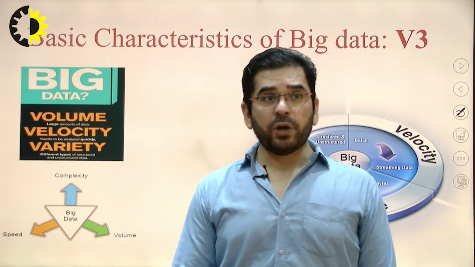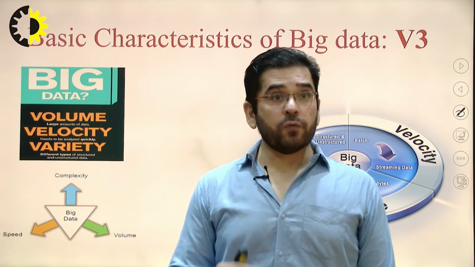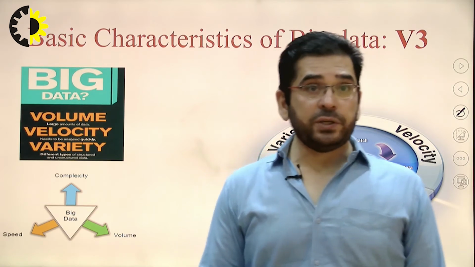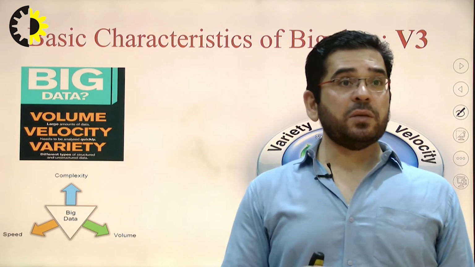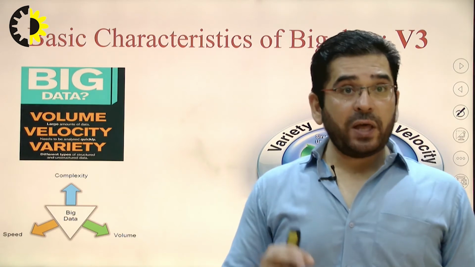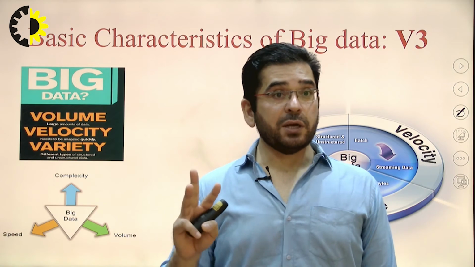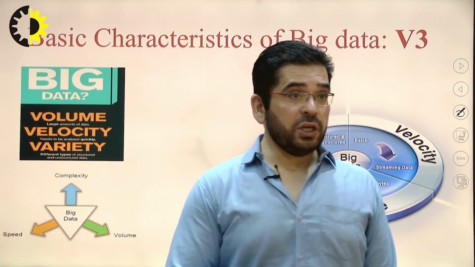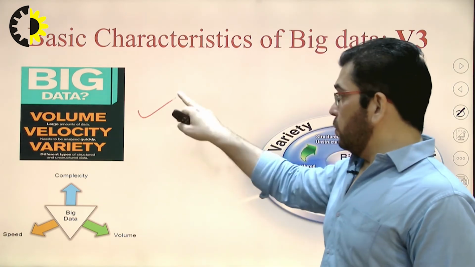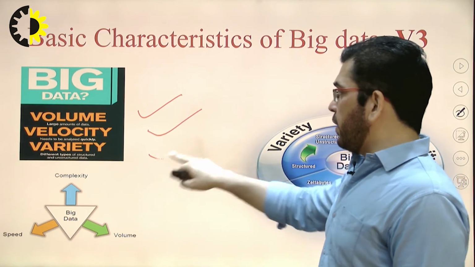Now, very important part: 3 V's or 5 V's or 6 V's of big data. V means the basic characteristics. When the concept of big data was introduced, 3 V's were introduced about big data. These 3 V's are volume, velocity and variety.